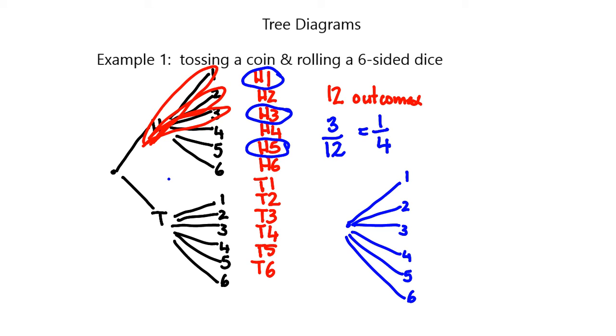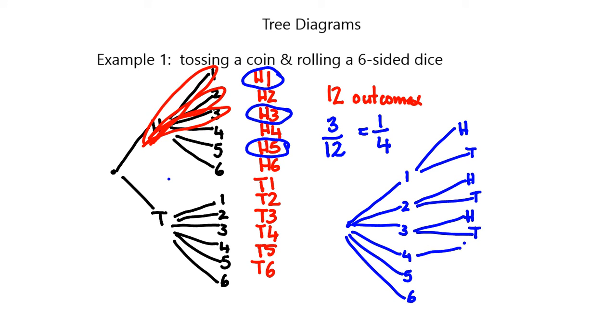Let's say I got a 1 with my dice. Then I could get a head or a tail with the coin. Same if I got a 2, I can get a head or a tail with the coin, and so on. And again, we will come up with exactly the same 12 different outcomes. So it doesn't matter which order you do those in.